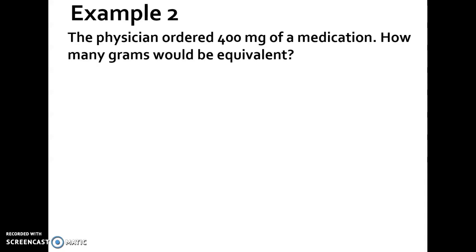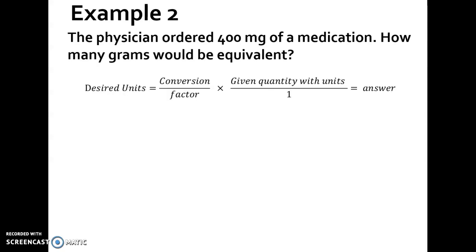Here on number 2, it says that a physician ordered 400 milligrams of medication. How many grams would be equivalent? So we're going to start with our desired units. The question is saying how many grams would be equivalent. So we're going to start with grams equals.